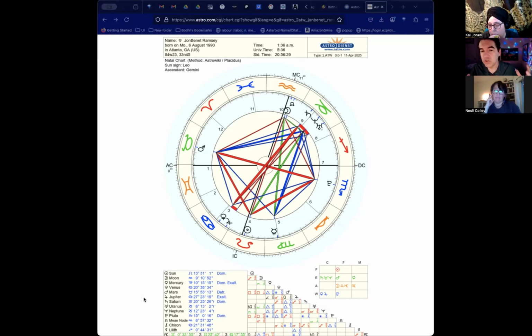This happened where? Where was she actually found? She was found in the basement. Where is her Sun? It's right down there with the IC. It's all the way under the earth, right?